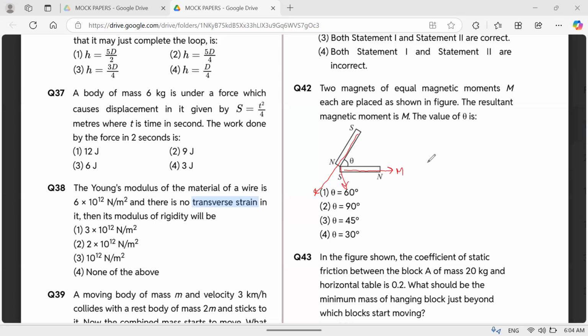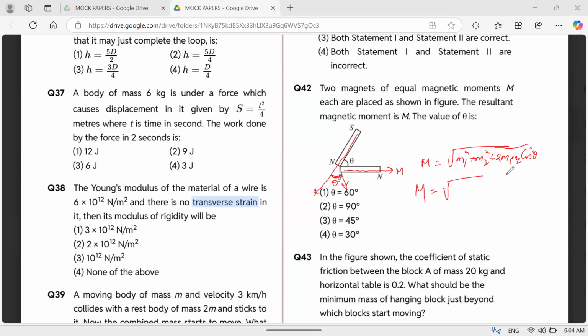Resultant can be given by the formula m is equal to under root of m1 square plus m2 square plus 2 m1 m2 into cos of theta. Two magnets of equal magnetic moment are being placed as shown. The resultant magnetic moment is also m. So the angle between them will be this theta.